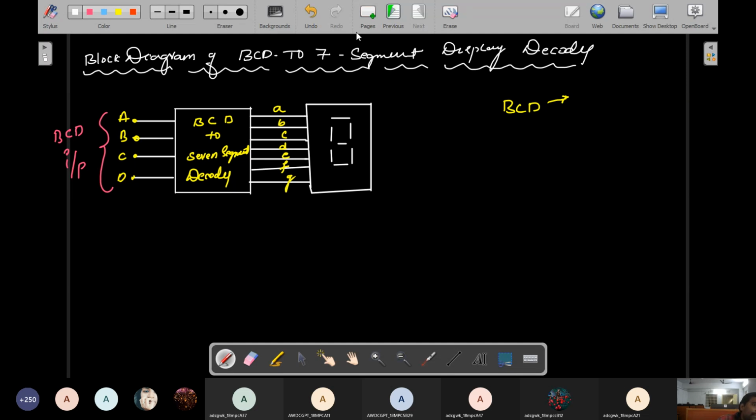So actually this is the block diagram of BCD to 7-segment. The BCD inputs are nothing but A, B, C, D here, and these are the outputs. So what is this? This is nothing but the digital display.